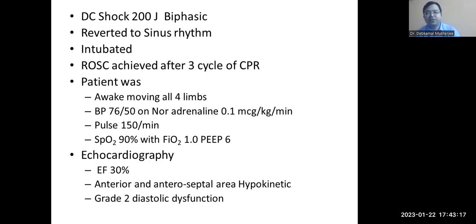The echocardiography was done at the ER at that point of time. The ejection fraction was 30%. There was anterior and anteroseptal area hypokinesia, and it was also associated with grade 2 diastolic dysfunction. So this was the first time echocardiography was done for this patient, because actually this patient had collapsed within 20 minutes of presentation to our ER.